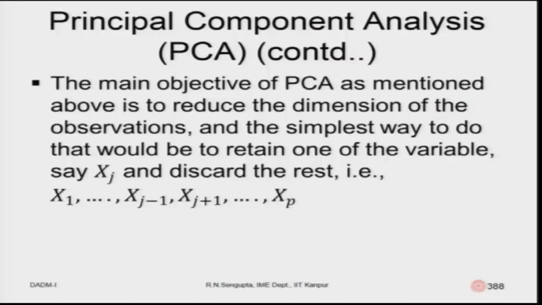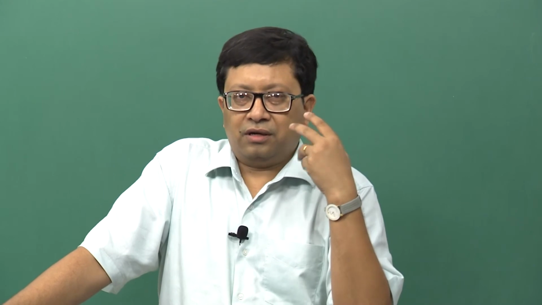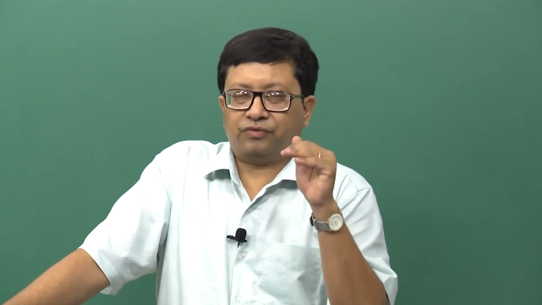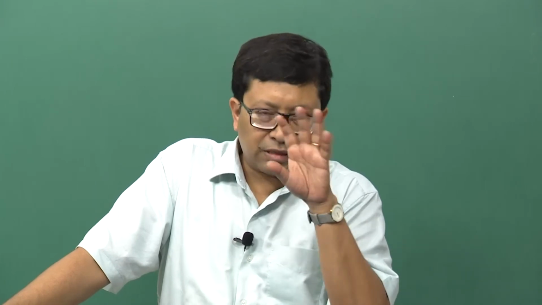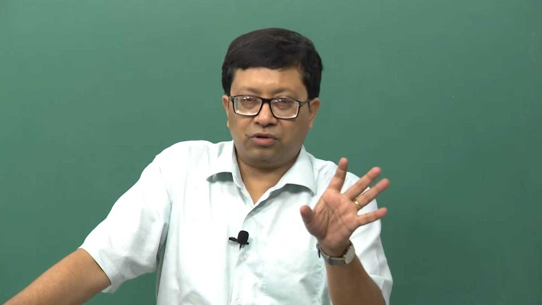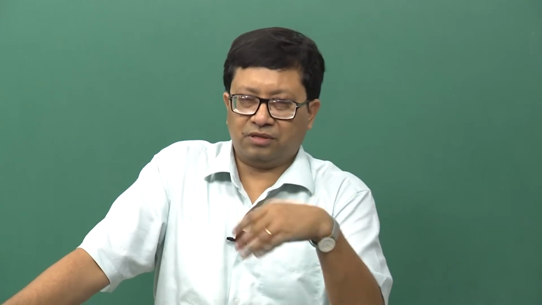The main objective of PCA, as mentioned above, is to reduce the dimension of the observations, and the simplest way to do that is to retain one of the variables, say xj, and discard the rest. So, we take xj and discard x1 to xj minus 1 and xj plus 1 to xp. I say randomly, but it would not be done randomly; it will have some logic.